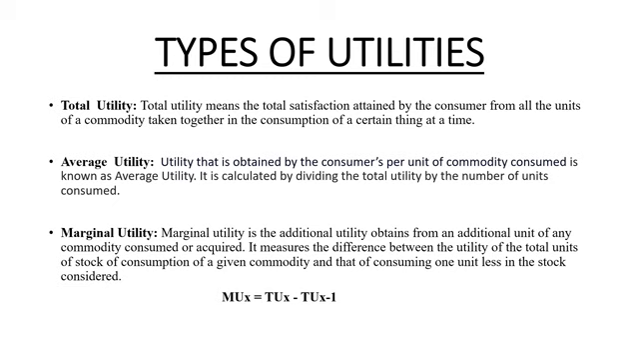Next is the average utility. Average utility is obtained by the consumer per unit of commodity consumed. It is calculated by dividing the total utility by the number of units consumed. Basically, it is the total amount of utility divided by the number of units of a commodity, and the figure that you get after the division is your average utility.